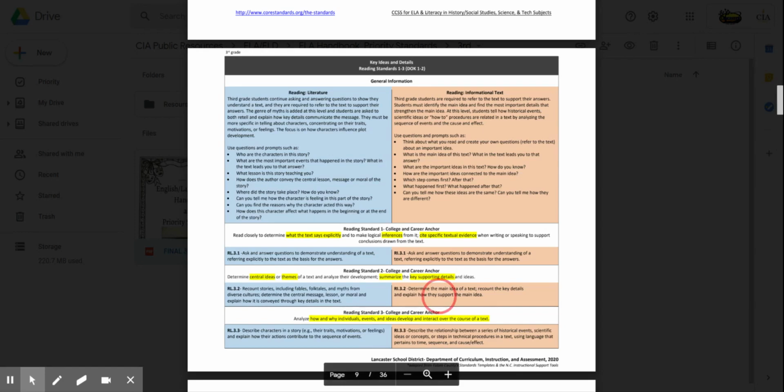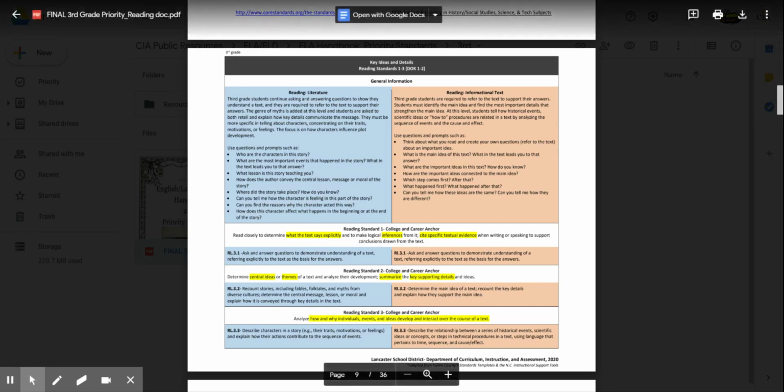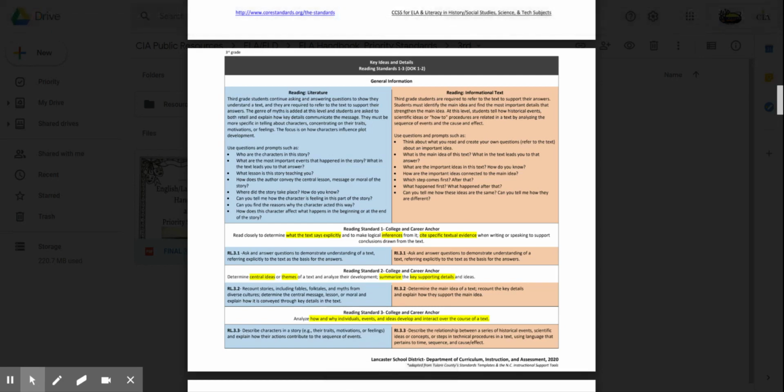On the informational side, determine the main idea of the text, recount key details, and explain how they support the main idea. Notice this also is directly related to that anchor standard. So you have your anchor standard, and then that's broken up into your RLs and your RIs, simply based on the type of text you're reading, okay? So this particular page really digs into what students should be able to do within these 3 standards.